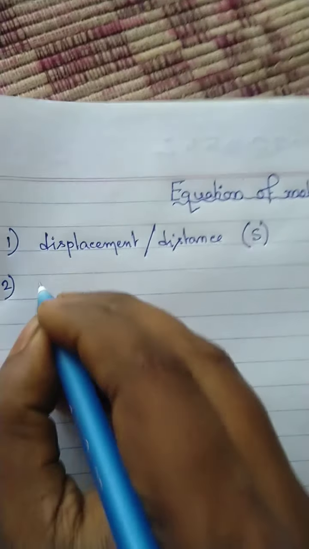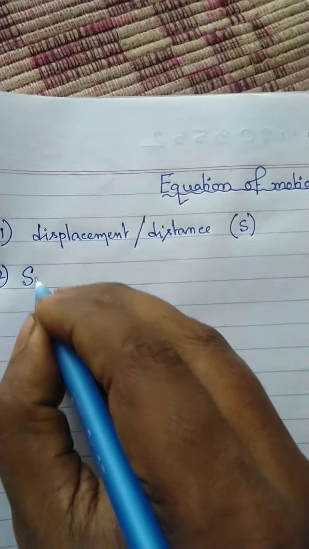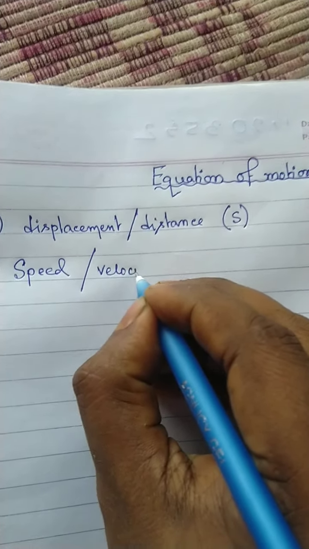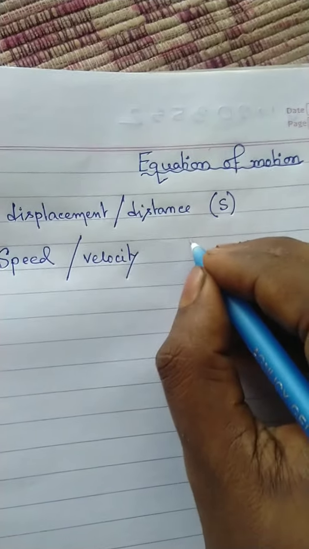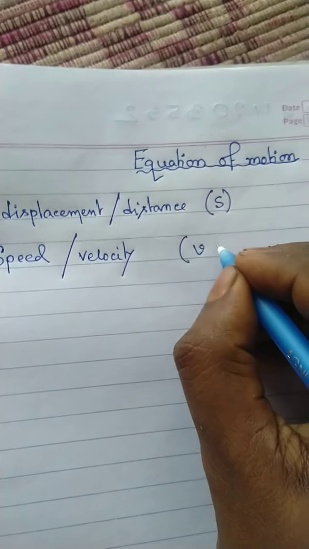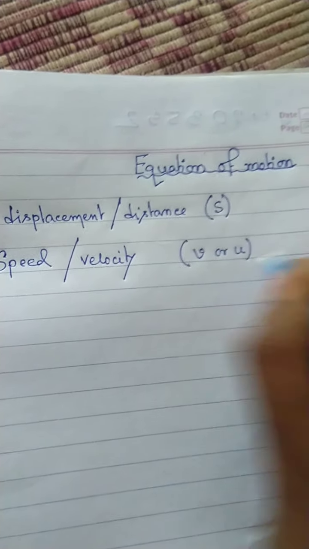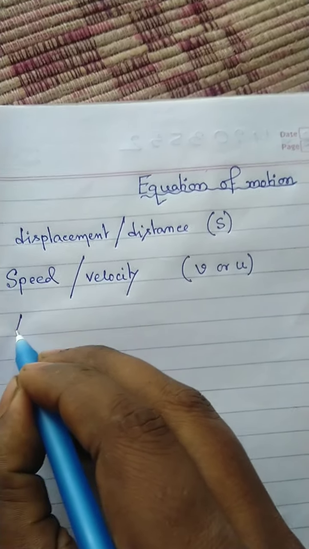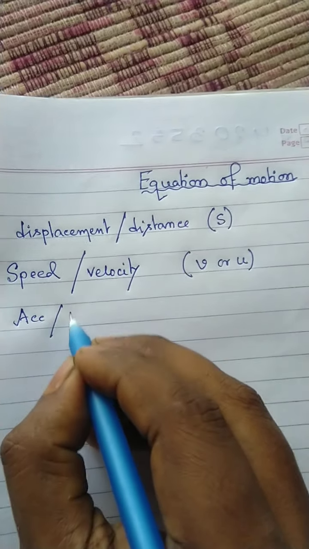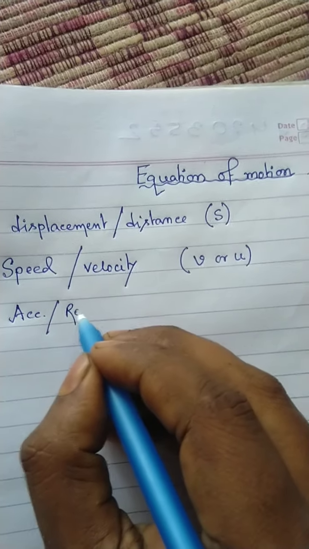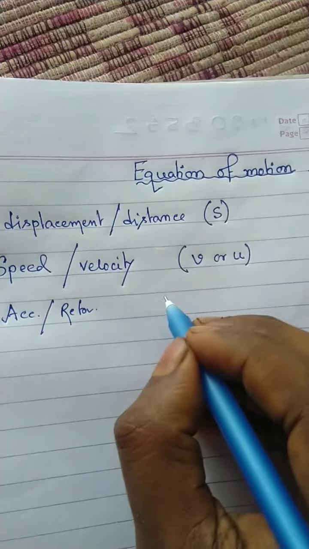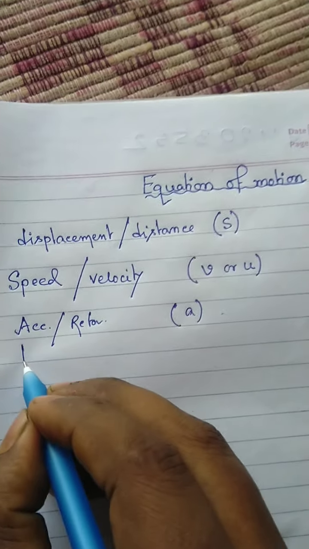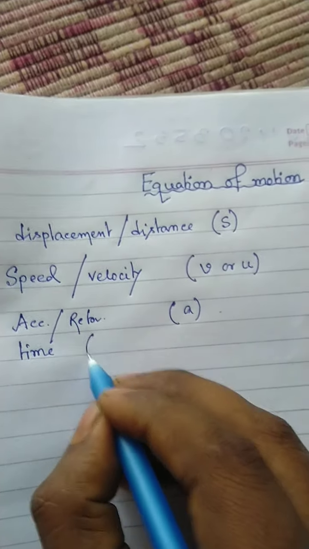Now we know the speed or velocity as V or U. Okay. Now number 3, there is an acceleration or retardation. It is represented by A. And now the fourth one, which is the essential one, that is called time, that is T.